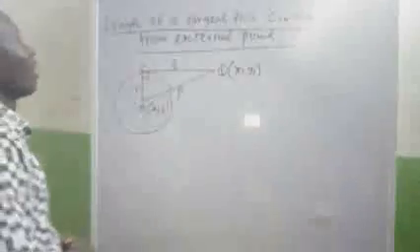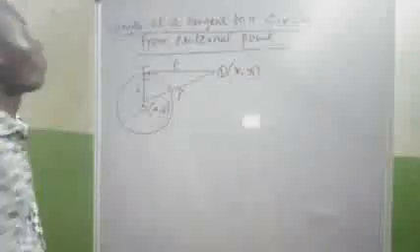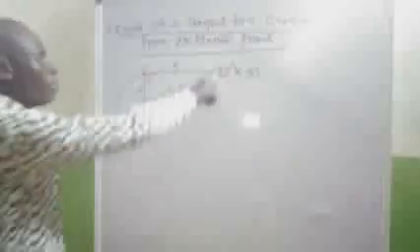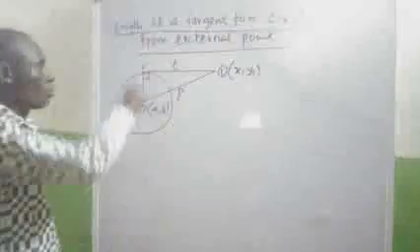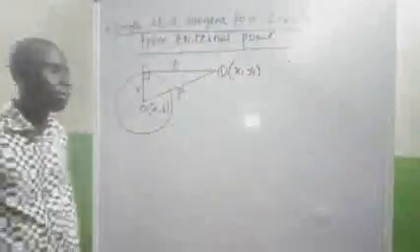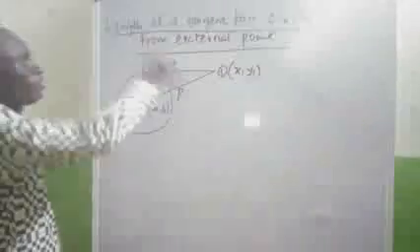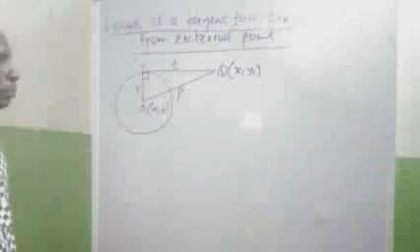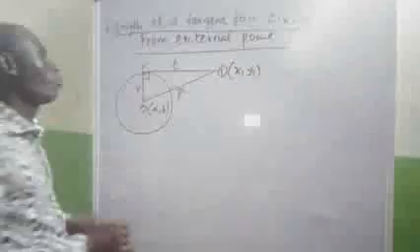Now we are going to be looking at the length of a tangent to a circle from an external point. This is an external point Q, and this is a tangent to the circle. This is the radius. We are trying to determine the value of t. What is t?